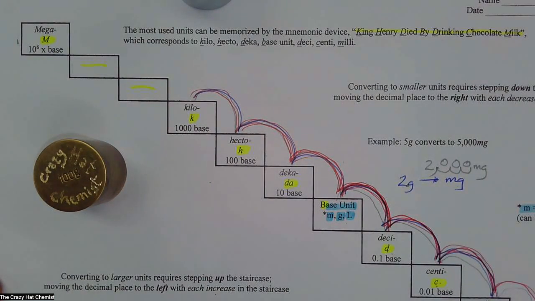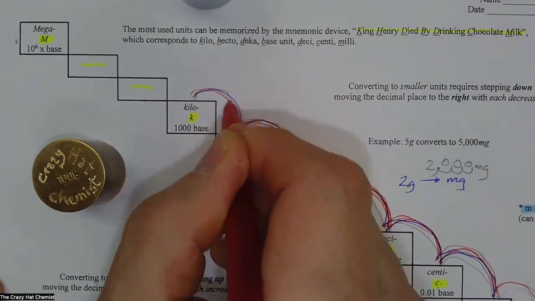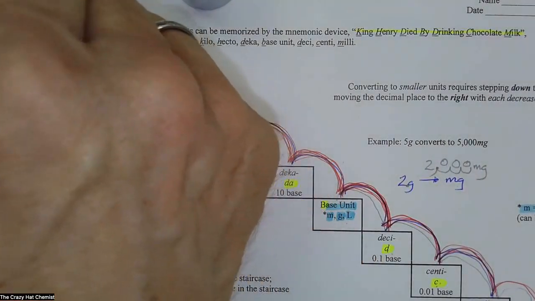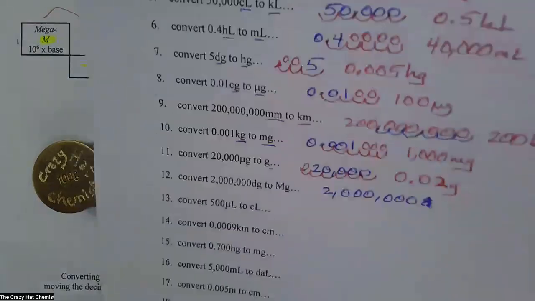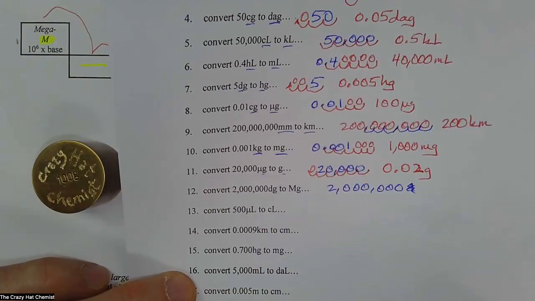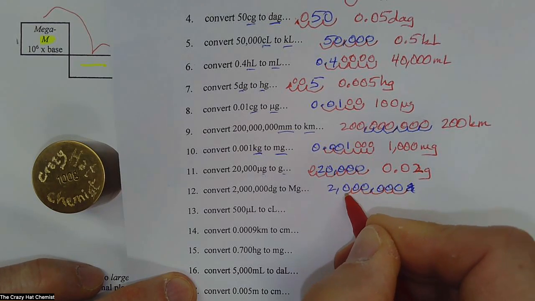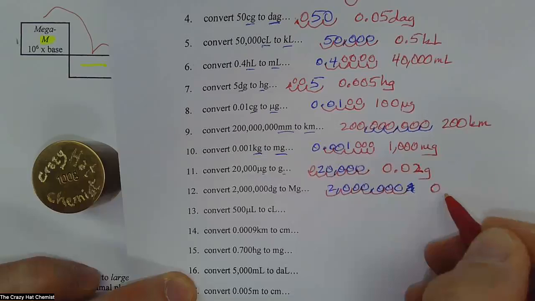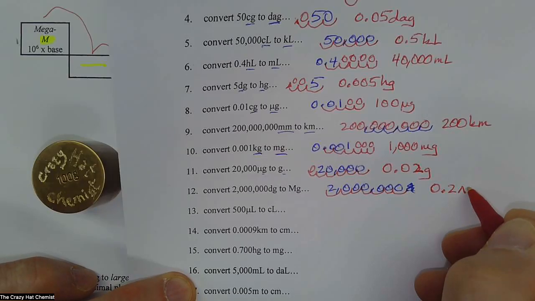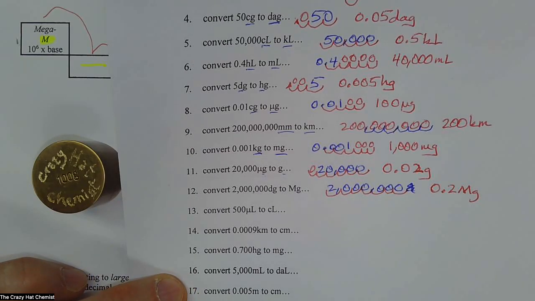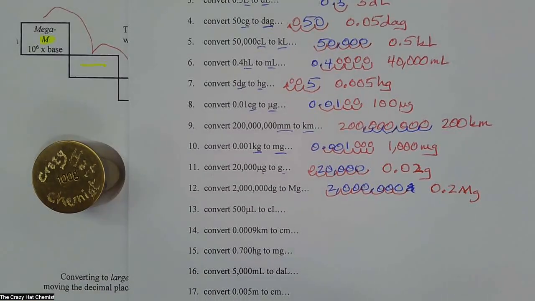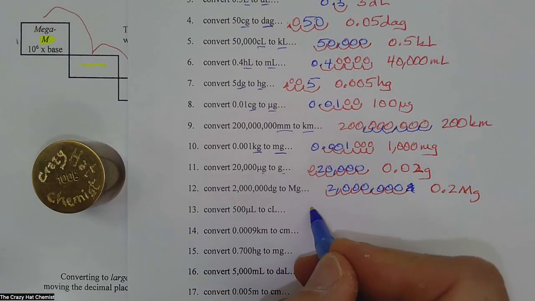So deci to mega. There's deci. I'm going to go 1, 2, 3, 4, 5, 6, 7 to the left. That's 0.2 megagrams. Perfect. The next one here is, what's the next one?